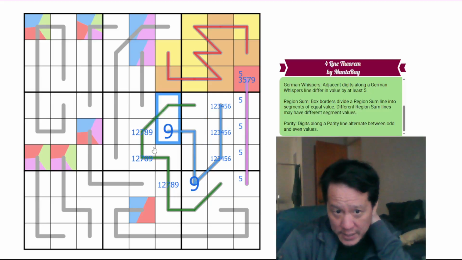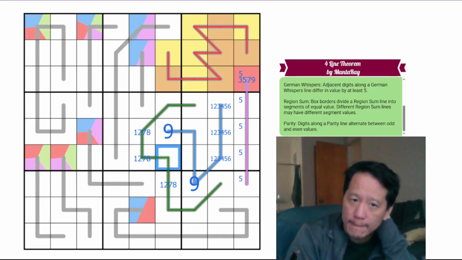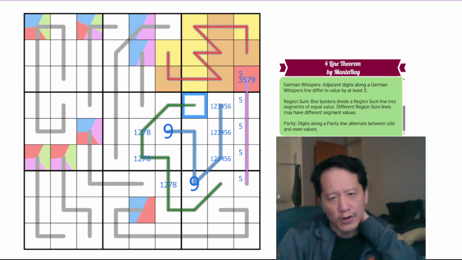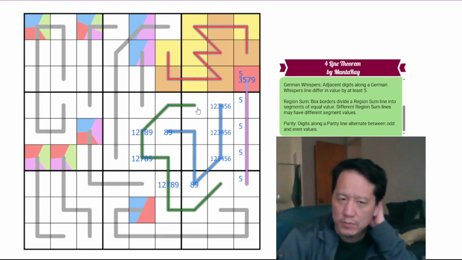That means none of these could be 9. Okay. What are the possibilities? Say we try to make this a low. I don't think it can be. Okay, so maybe that's part of it. So what happens if we try to make this a low?